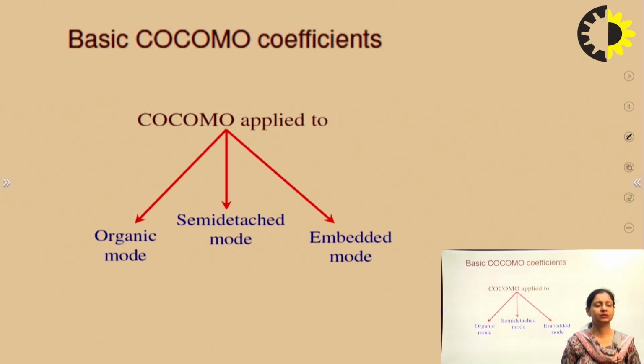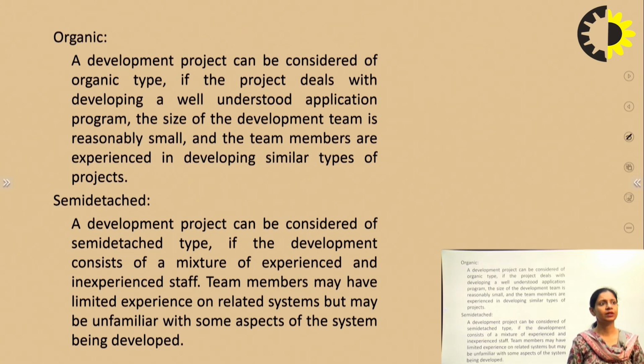Cocomo is applied to three types, which are the coefficients. The first one is the organic mode, then the semi-detached mode, and the last one is the embedded mode. So let's understand what the organic mode is. A development project can be considered as an organic type if the project deals with developing a well understood application program, the size of the development team is reasonably small, and the team members are experienced in developing similar types of projects.